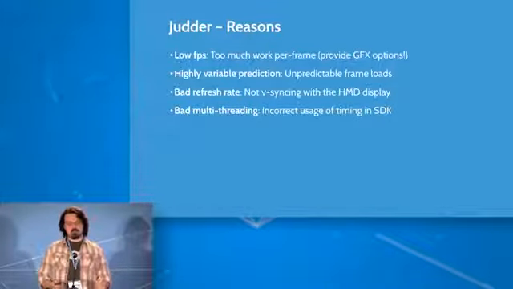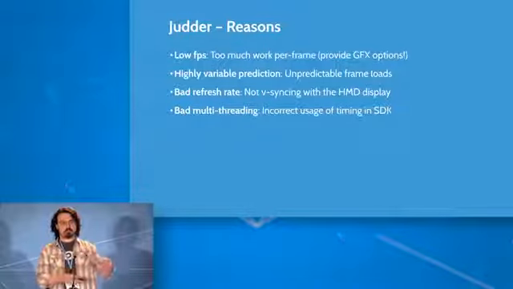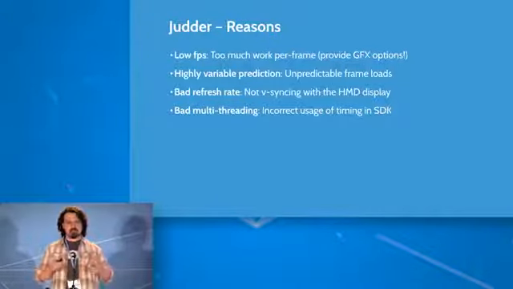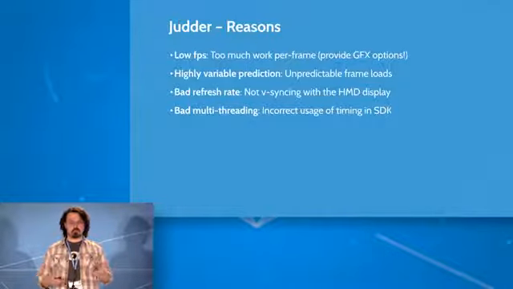And then you might have highly variable prediction. If you have very unpredictable frame loads, maybe one frame it's trying to predict 2 milliseconds, the next frame is trying to predict 10 milliseconds, that kind of really disparate predictions can make it look like it's actually having dropped frames. In fact, it might just be overshooting and undershooting. Ideally, Time Warp takes care of this, but there's situations where it might not be able to.